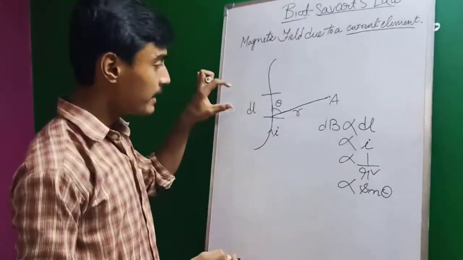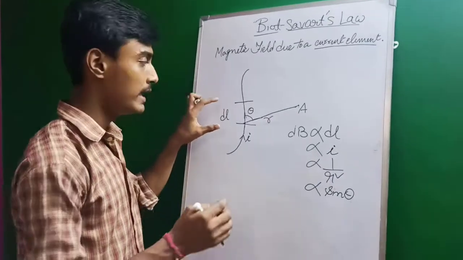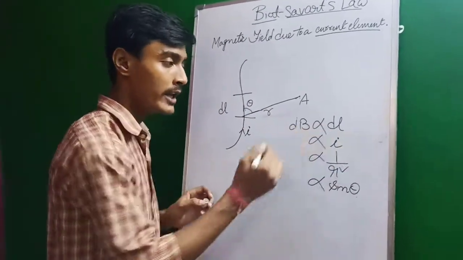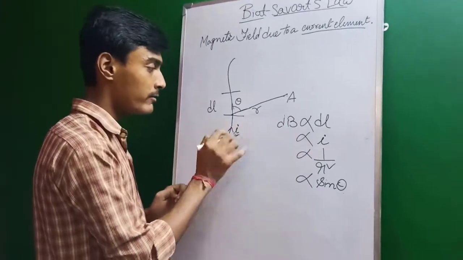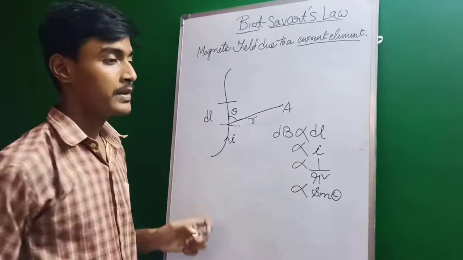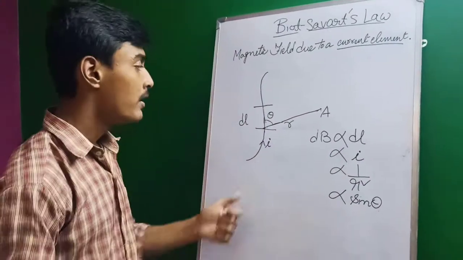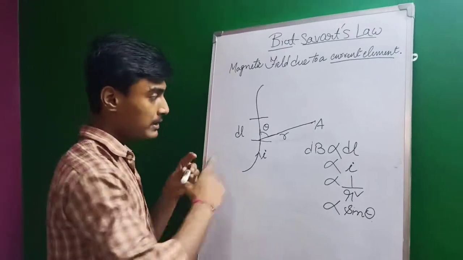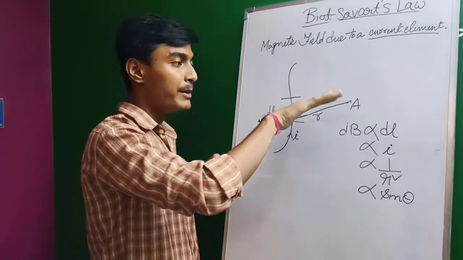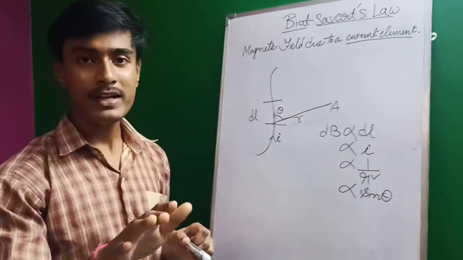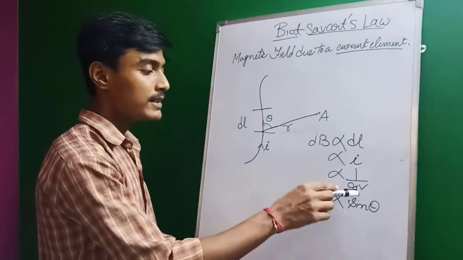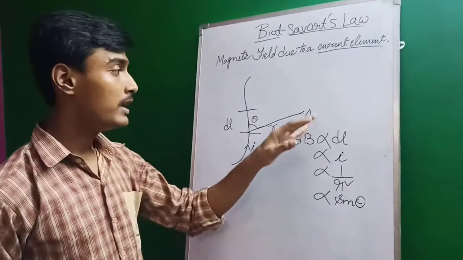As I have taken dl of length, the magnetic field produced by this small portion will be dB. So dB is directly proportional to dl, directly proportional to the current I flowing through this wire, and directly proportional to sin theta. Why sin theta? Because on the axis of this wire the magnetic field becomes 0, and when we come perpendicular to it, the value of the magnetic field increases. So we have taken sin theta, and it is inversely proportional to the square of the distance between the arbitrary point and the wire.